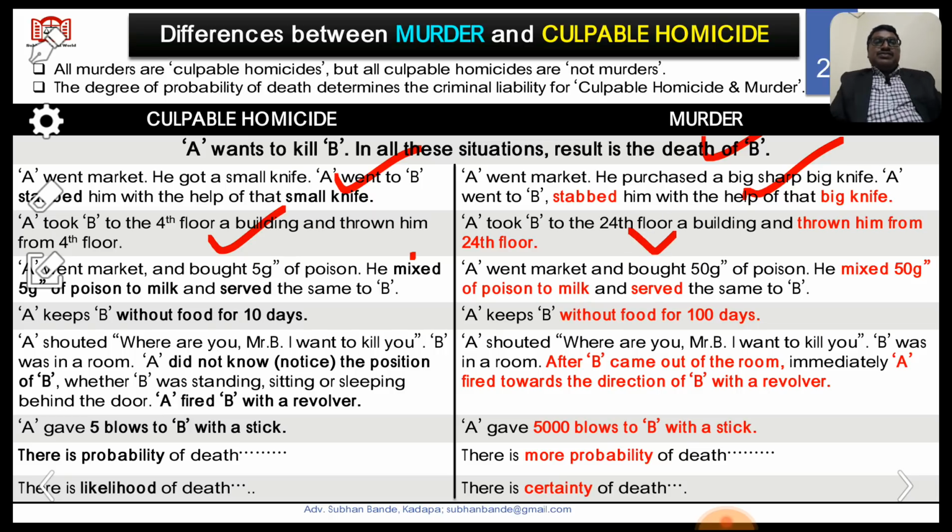In the second case, A took Mr. B to the 24th floor of a building and threw him from the 24th floor.